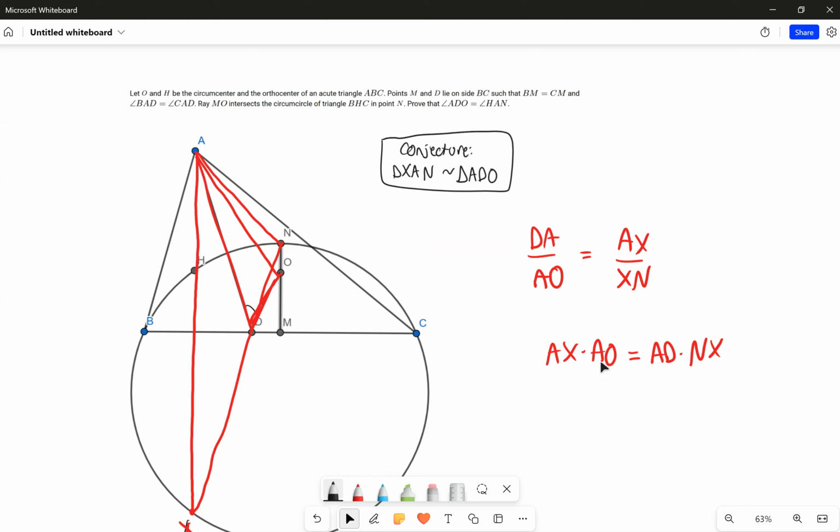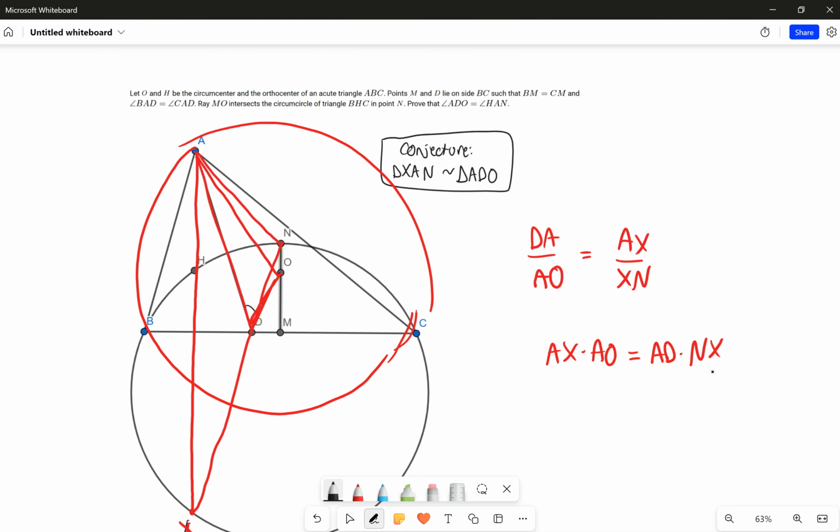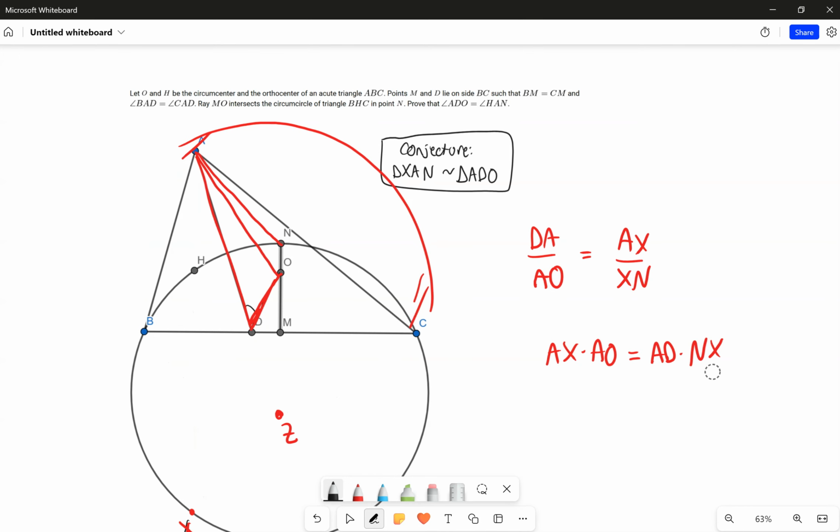And now we have 3 segments in terms of A. Now we want to get this last segment in terms of A. And at this point, we note that N is a reflection of the arc midpoint Z across BC. So if this is the arc midpoint Z here, then Z is a reflection of N across BC. So that means that XN is equal to AZ. And we can actually get rid of a whole bunch of stuff here. So let's go ahead and get rid of all of this stuff.